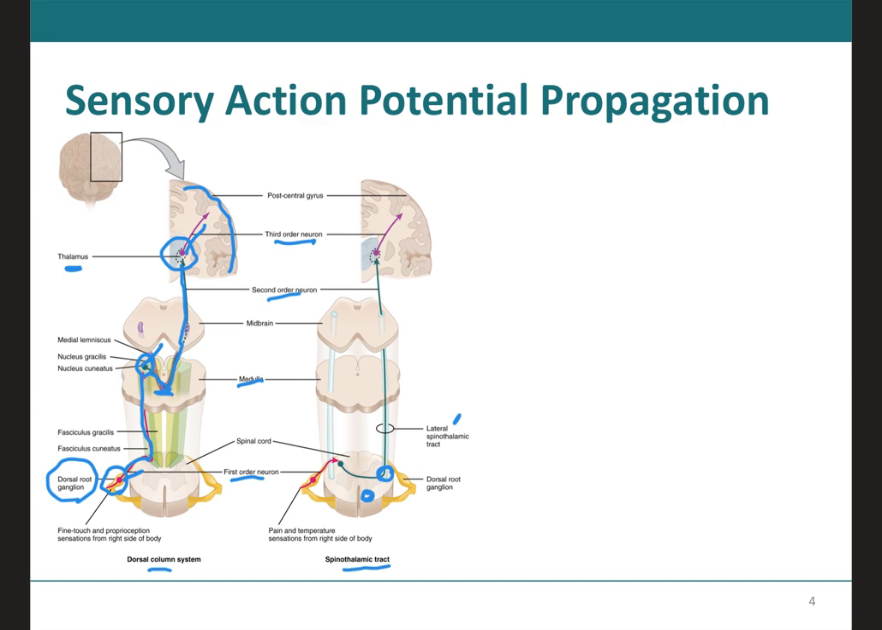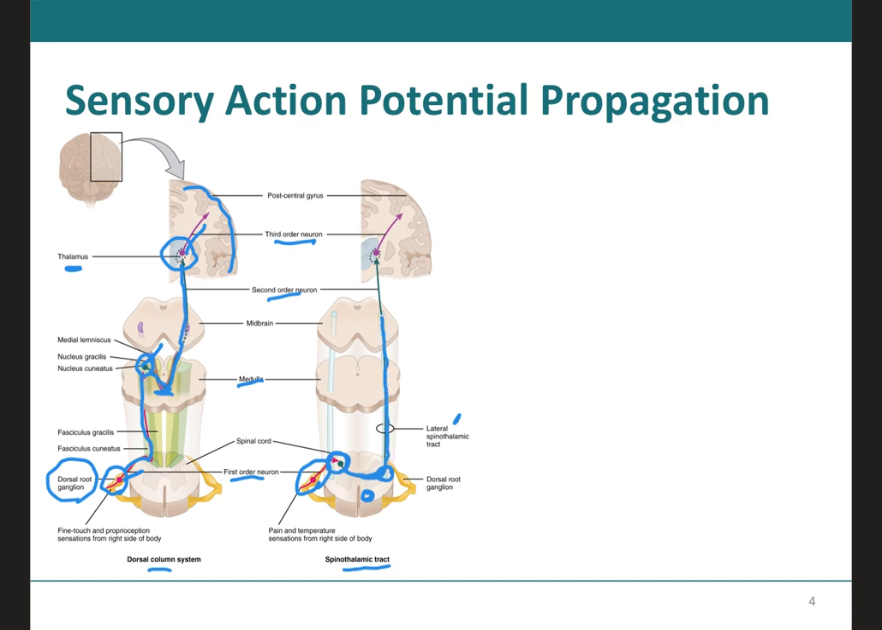Now, with regards to the spinothalamic tracts, we will see that it is very similar to the dorsal column. You're still going to have a first order neuron that will synapse with a second order neuron, but notice how the second order neuron is located at the same location where the first order neuron is entering the spinal cord. So the decussation occurs at the level of the spinal cord, and it continues up through the lateral tract.